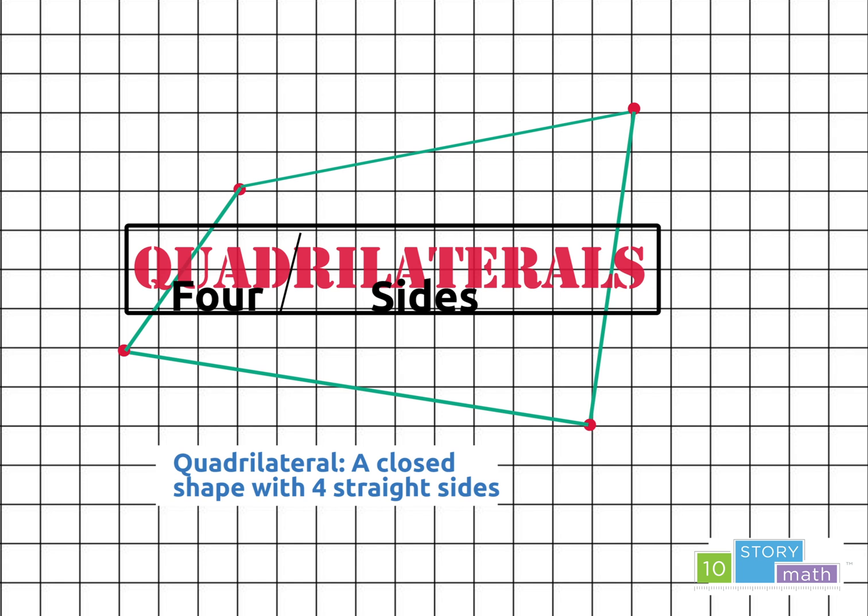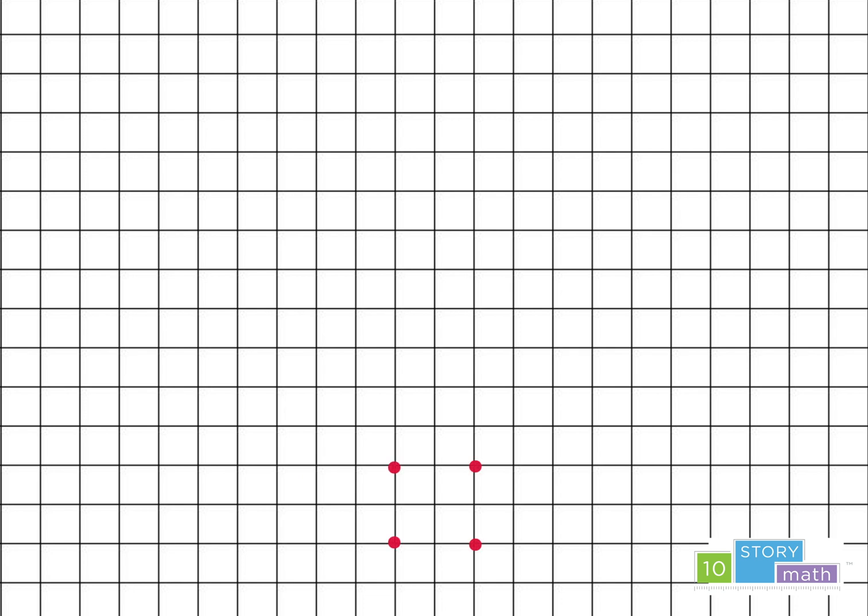But in this video, we're going to talk about very specific types of quadrilaterals, ones that have certain properties, and you've probably seen them before. I've plotted 4 points, and now I'm going to go ahead and connect them. This is probably one of the first shapes you ever learned.